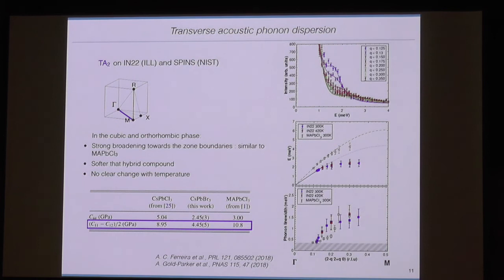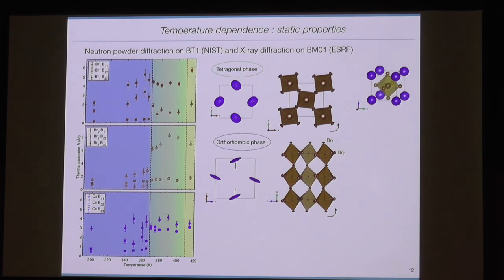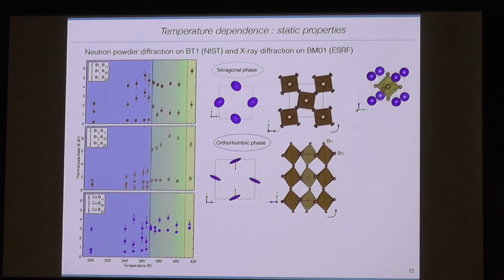But here we can see that it's similar in cesium lead bromide. So it shows that the presence of the molecule is not essential to see the same features in cesium lead bromide. So to understand what causes this behavior at the zone boundary, we investigated the temperature dependence of the thermal parameters for the bromine and the cesium ions using neutron powder diffraction at NIST and X-ray diffraction at the synchrotron ESRF. So what I show here is the temperature dependence of the three components in space, B11, B22, and B33, of the thermal parameters for the bromine and the cesium ions.